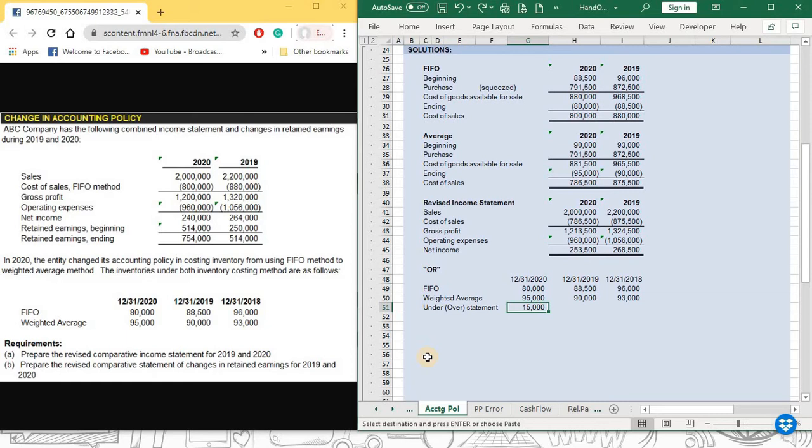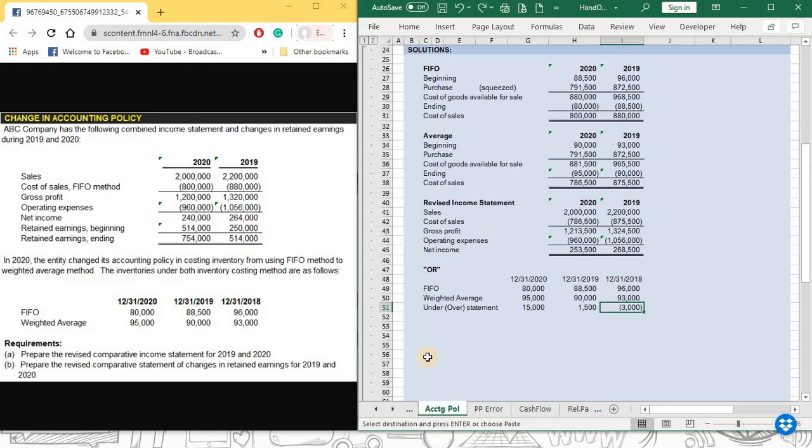Then in 2019, the inventory under FIFO is 88,500, while under weighted average, the ending inventory is 90,000 pesos, which means that the inventory under FIFO is, again, understated by 1,500. So the overstatement or the understatement are the differences of the ending inventory between the two costing methods. Then on December 31, 2018, the ending inventory that was used in the computation of the cost of goods sold for 2018 is 96,000 pesos, which is greater or overstated compared to the 93,000 ending inventory under weighted average. So that is why the ending inventory in 2018 is overstated by 3,000 pesos.